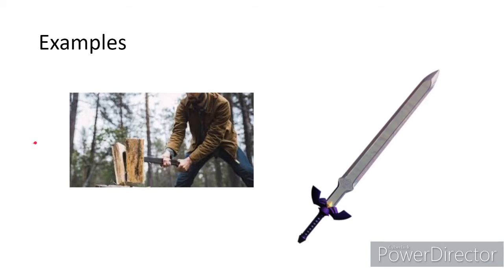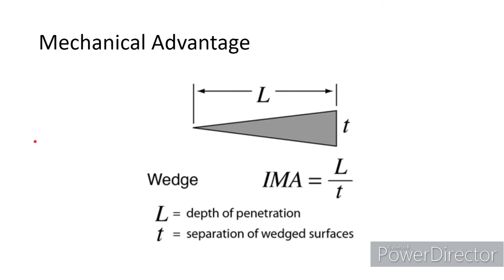How do we calculate the ideal mechanical advantage? Well, it's fairly straightforward. The ideal mechanical advantage for a wedge is equal to the length of your wedge or the depth of penetration divided by the thickness of your wedge or the separation of wedge surfaces. Now these can be the same.